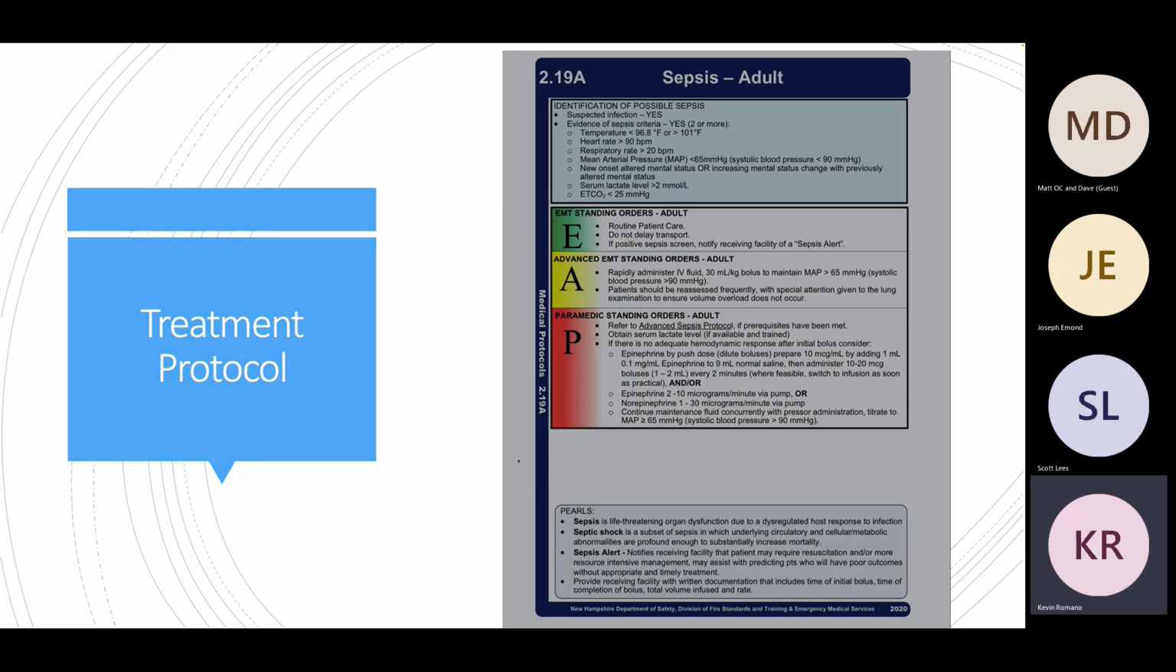Our treatment protocols for sepsis are obviously going to be utilized at the EMT level. If positive sepsis, notify the facility coming in. Rapidly administer 30 mLs per kilo. So remember, for AEMTs, you have to do math for this. There's really never too much fluid you can give, but 30 mLs per kilo.